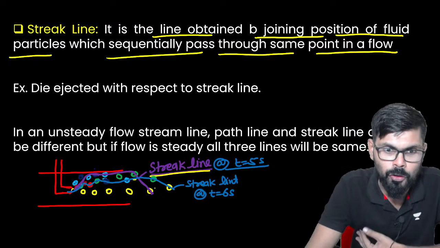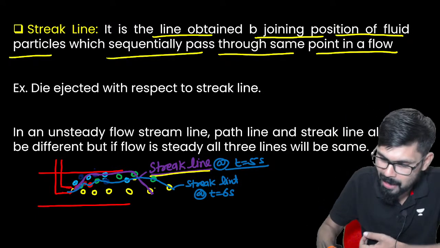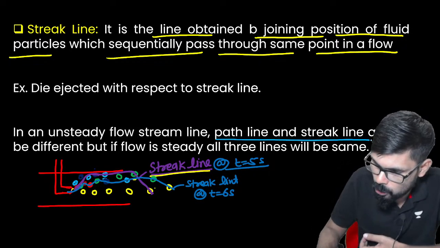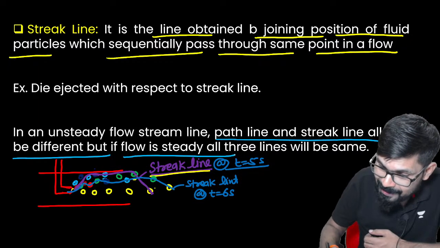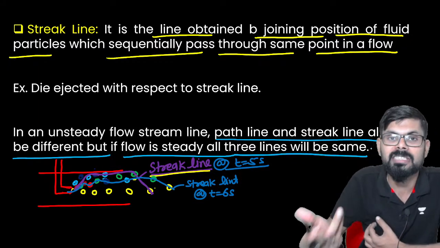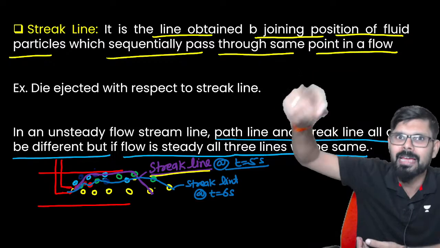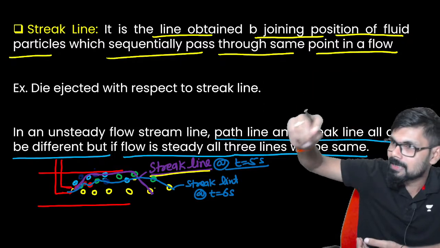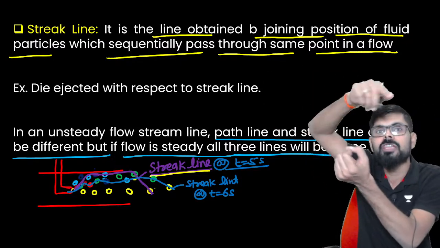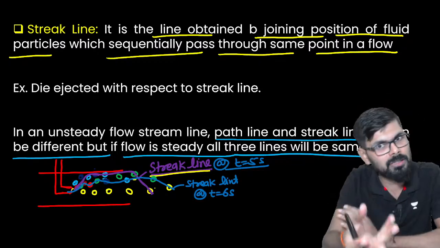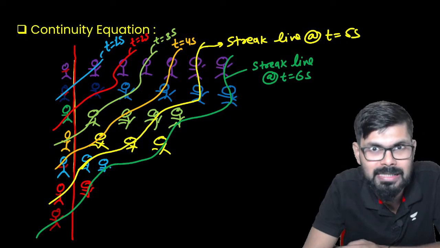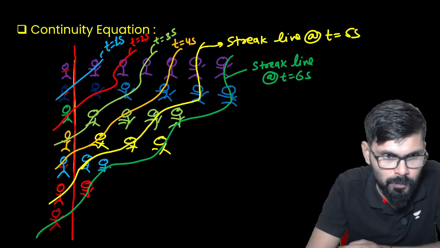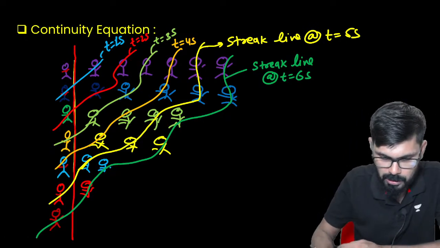Clear hai? So for unsteady flow, the path line and streak line can all be different, but if the flow is steady, all these lines are going to be the same. Obviously वो सेम ही पार्टिकल तो जाएगा ना, जब अरे जो पार्टिकल जा रहा है उसके बाद जो गैप आएगा वो भी तो सेम ही आएगा ना सेकंड पार्टिकल में, so it will be the same basically. I hope you understand this one. That's why I drew this diagram. Clear हुआ है? Okay, so this is all about streak line.